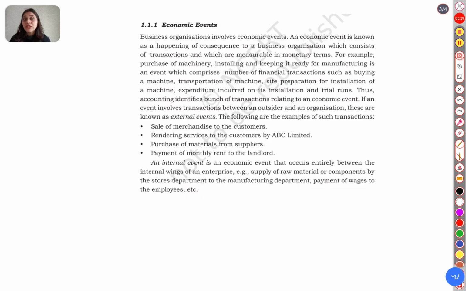So now the third one is economic event. It is one of the most important scenarios in the business. Why? Because in this event, the company is doing something new. Either they are expanding their franchises, or they are installing new machineries, or they have done something good for the company. So at that time we call it an economic event.